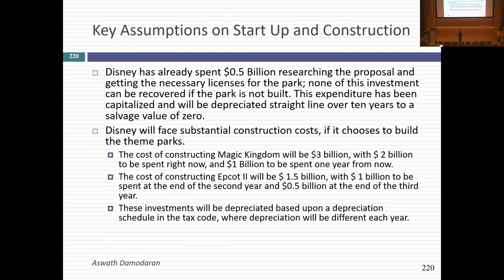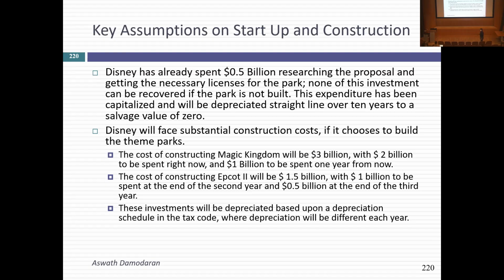Let me give you the information on what it's going to cost you to build these parks. So there are two parks. And what's going to cost you to build these parks? I'm going to start with some information. Disney has already spent $500 million researching the theme parks, getting licenses, setting the stage for the theme park. And if it doesn't open these theme parks, it's not going to get that money back. So file that away. It's already spent $500 million.